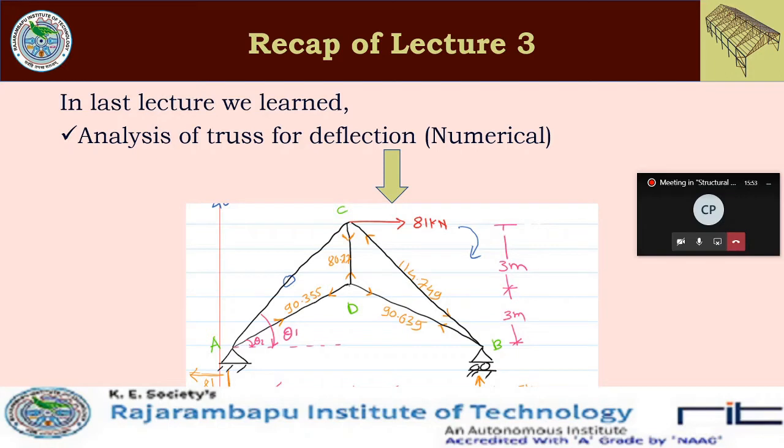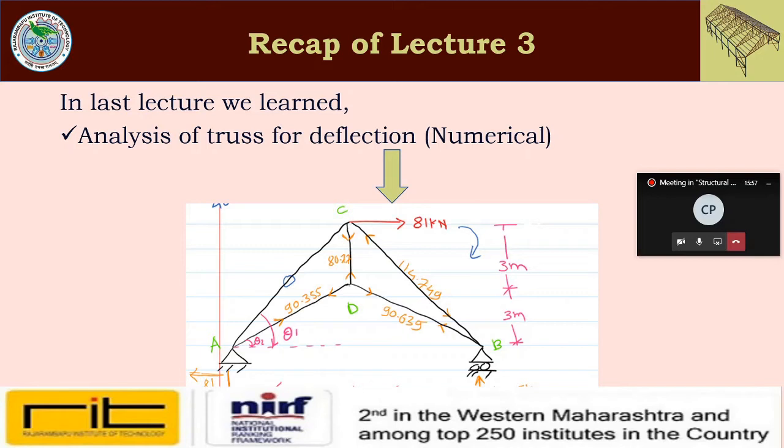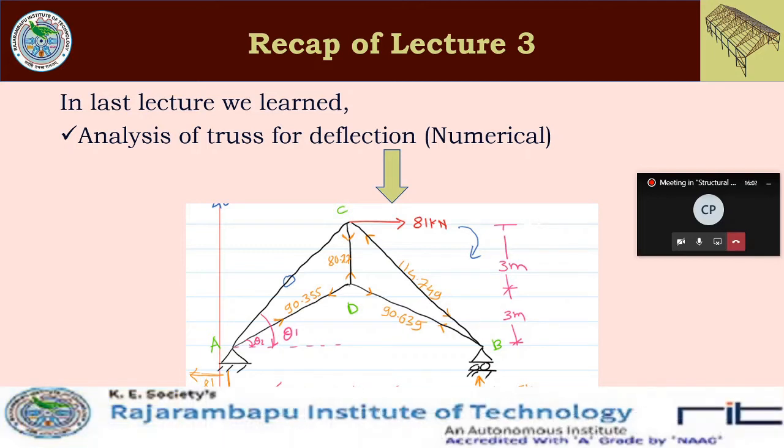So in last lecture we have seen this example. Okay, so there was a truss ABCD like shown in figure, and horizontal load of 81 kilonewton is acting on point C. Okay, so in last lecture we have found out support displacement of support B.